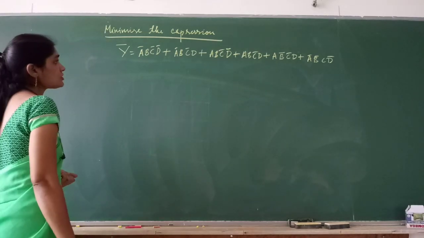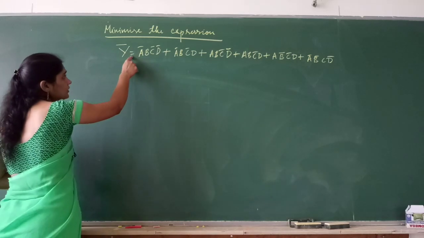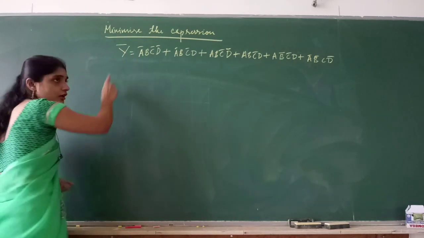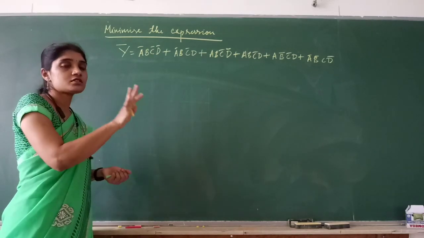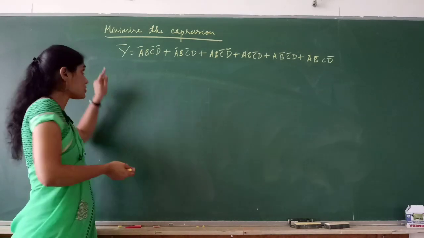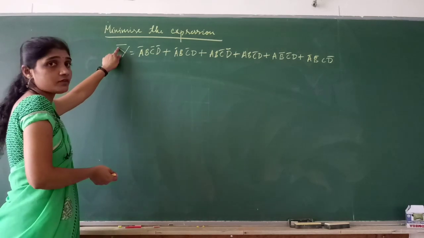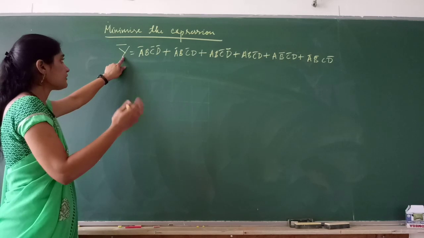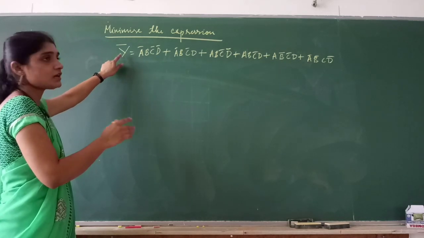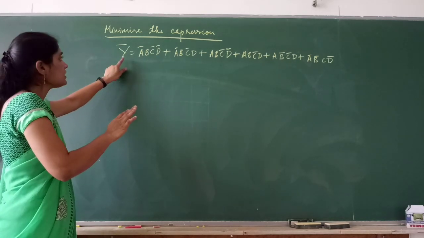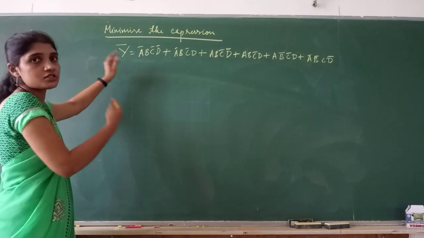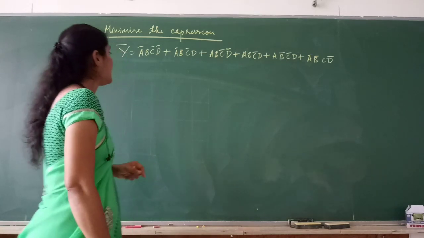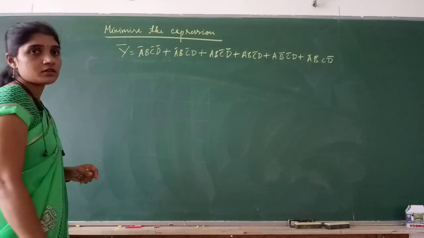The equation is given to you and they have denoted the output variable as y bar. Don't get confused. It is just the normal method, just an output variable. Since it is given as y bar, you are not supposed to take the complement of it. Instead of giving it as y, they have just denoted it as y bar. That's all. And they have told us to minimize the expression.